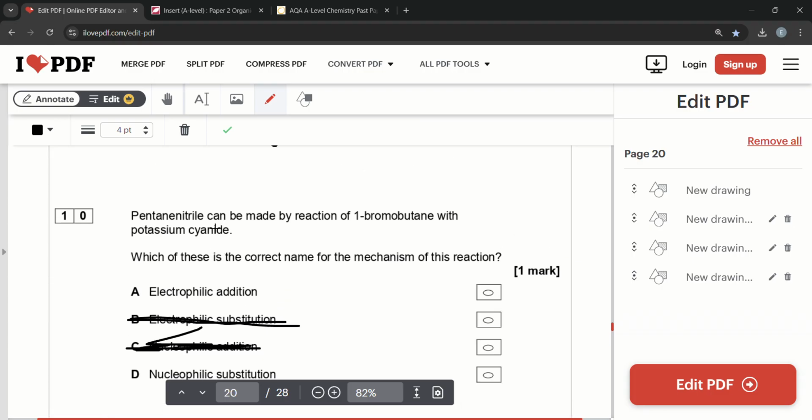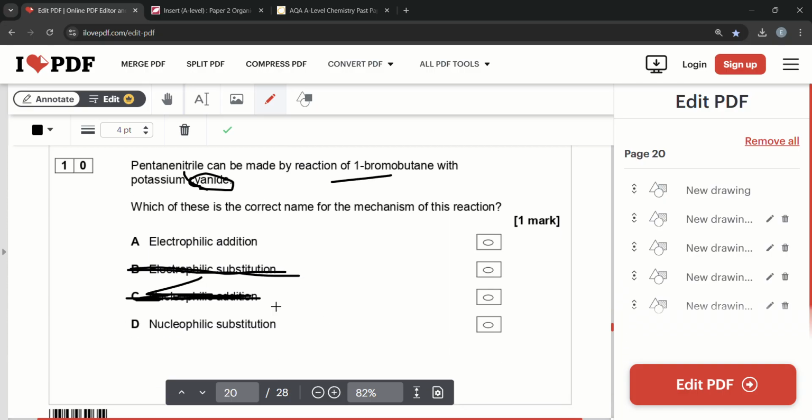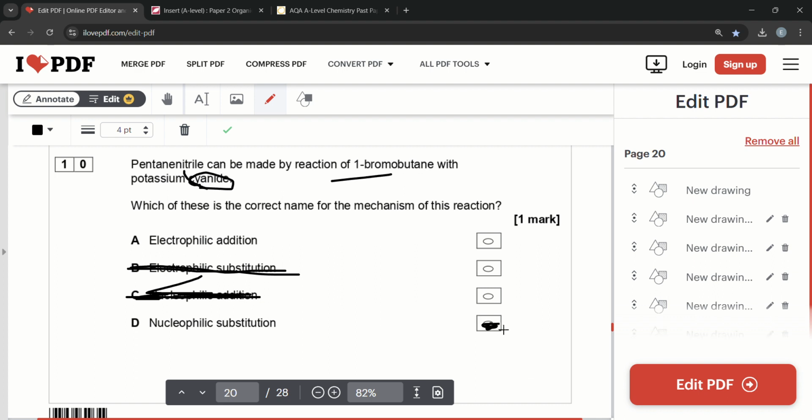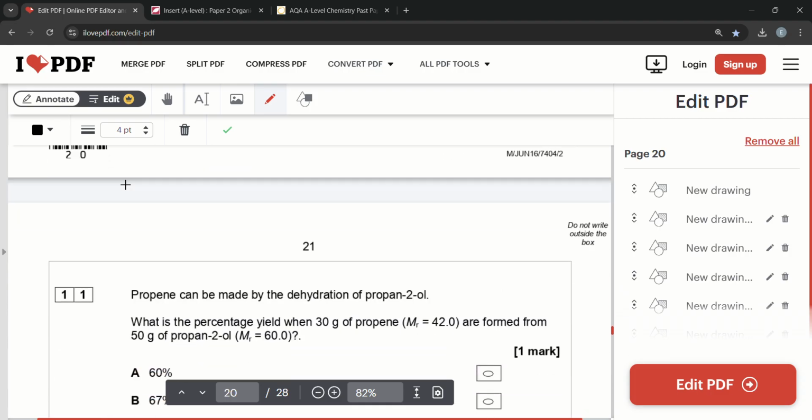Well, what is happening? We're swapping the bromine for this cyanide group to form pentanenitrile. It's going to be nucleophilic substitution. And if you're still struggling to draw it out, draw out 1-bromobutane and the cyanide ion, and you can then see that it's going to be nucleophilic substitution to form pentanenitrile.